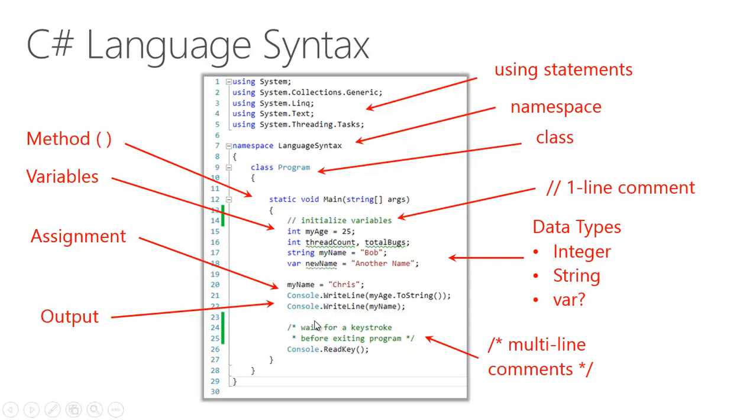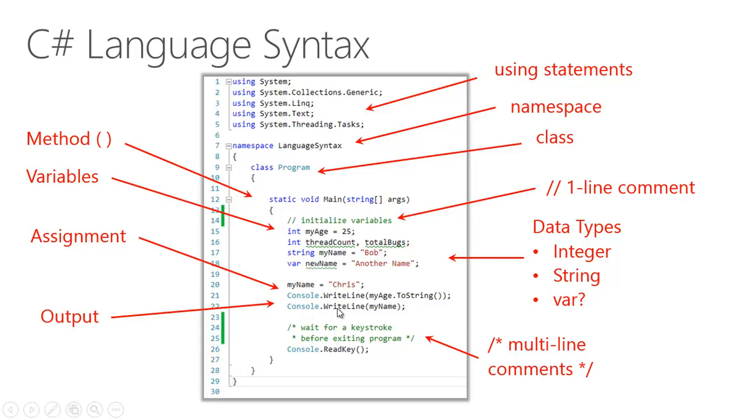Next, we have assignment. So we have my name equals Chris, and we've actually reassigned the value. Initially, my name was assigned to Bob. Now it's got renamed to Chris. So that means that the my name variable will now hold the value of Chris. If you were to write this line out to the console, that's what we'd see.